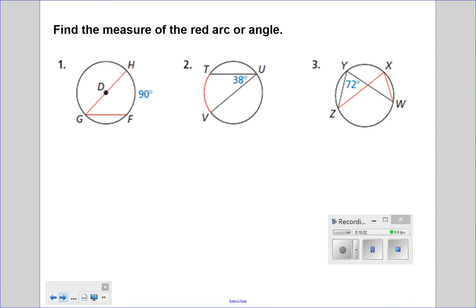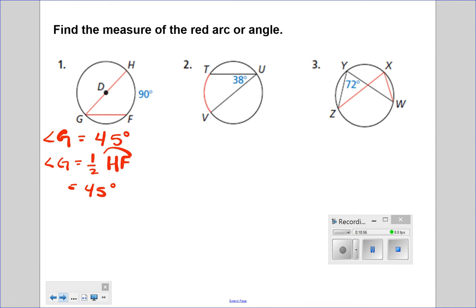Find the measure of the red arc or angle. So right here, we're looking for angle G. What would be the measure of angle G? Blue, how'd you get that? Okay, so I know angle G is equal to 1/2 arc HF. Therefore, it equals 45 degrees. All right, let's go on to number 2.